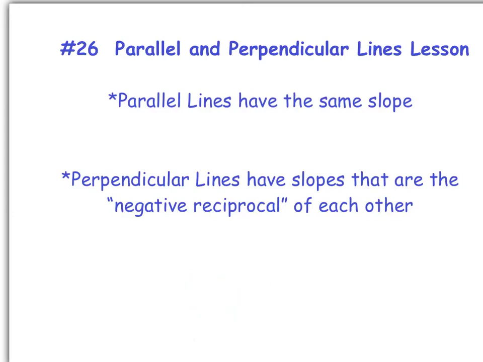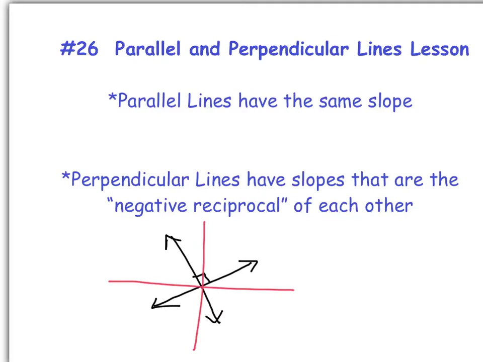Now, perpendicular lines are ones that actually intersect and have a 90-degree angle. Okay? So that's on top of a coordinate grid. So basically their slope, this is a negative line, and that's a positive line. Their slope is going to be opposite of each other. All right, so let's look at what they tell us.